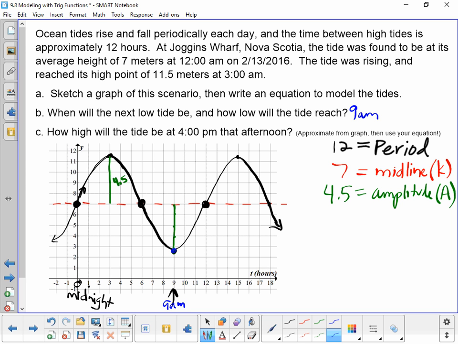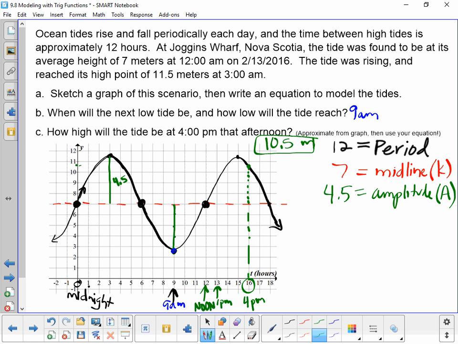How high will the tide be at 4 p.m. that afternoon? Well, if this is 9 a.m., this is noon. And this would be 1 p.m. So 4 p.m. would be 16. So we're thinking about how high the tide will be at 4 p.m. I would say it would be between 10 and 11. So maybe 10 and a half. And we are measuring in meters, 10 and a half meters. And we'll check that with our equation in just a second.